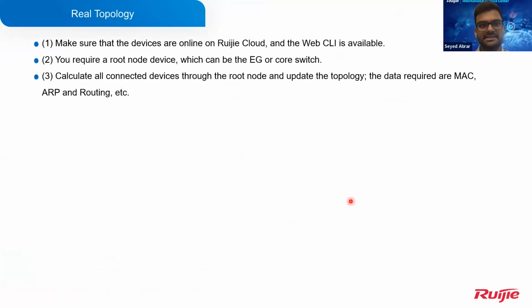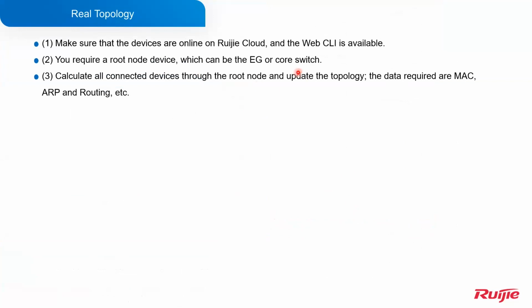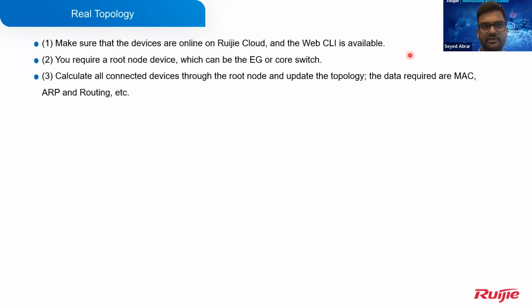So we can see the real topology. In a new feature, we can see the real topology. After this slide, I will show you the real topology. First, what you need to make sure is that the devices on the Reyee Cloud go online, and then make sure the web CLI is available. That's the first step you need to check when you have a topology.